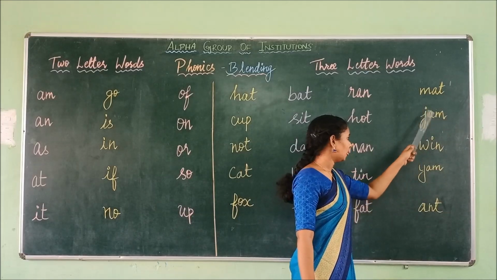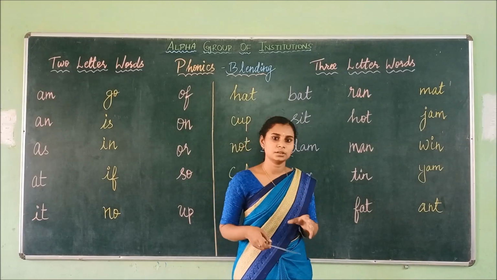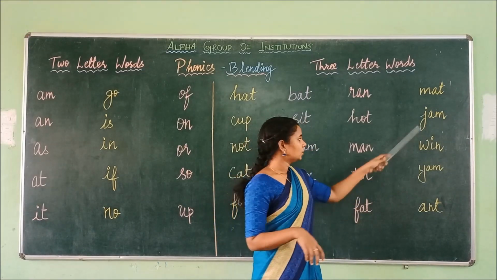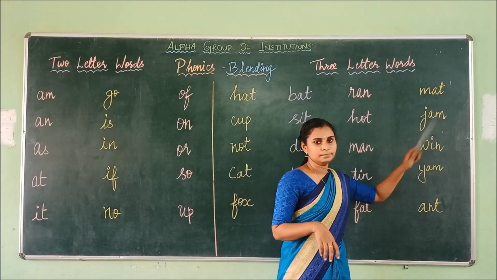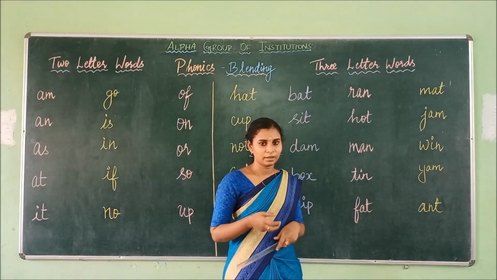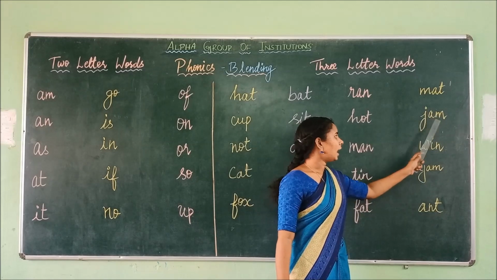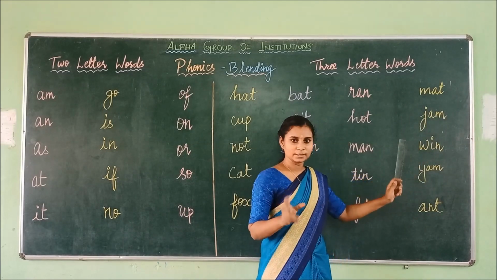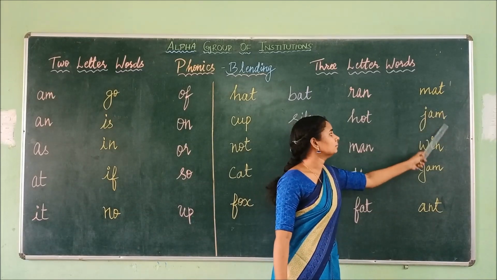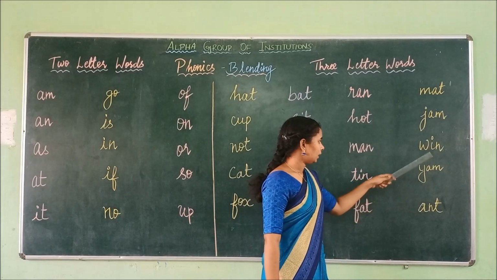Next, J-A-M. The sound of J is J. J sounds J. J-A-M. When you blend it, it becomes jam. When you combine these sounds, it becomes jam. Okay, next.